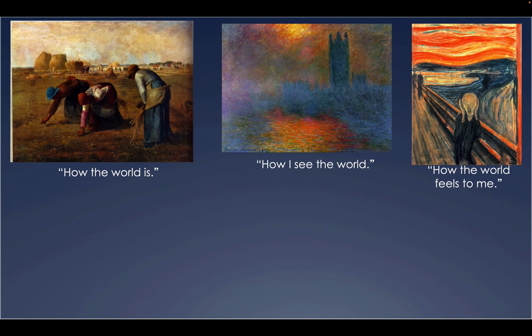We've got all three. How the world is, and again, I want to point out, is a tricky term because it proposes an objectivity that doesn't go inside our brains, where nothing in the brain is objective, right? How the world is for realism, how I see the world for impressionism, and then how the world feels to me, this expressionistic idea.